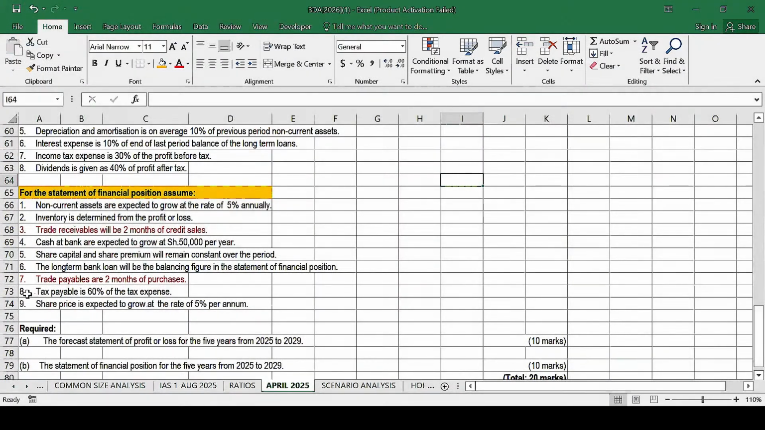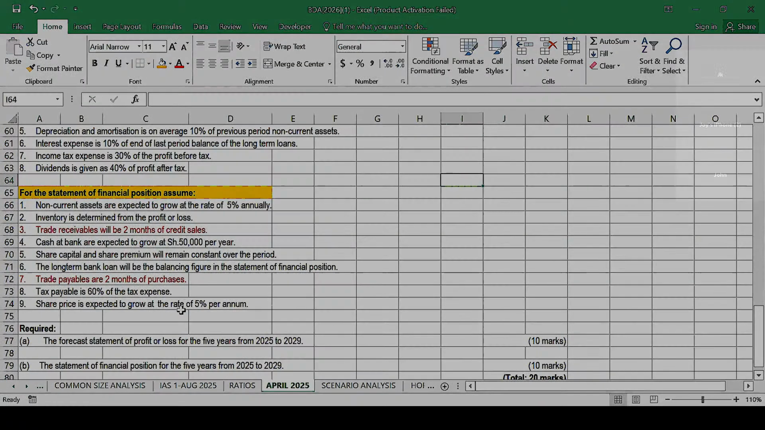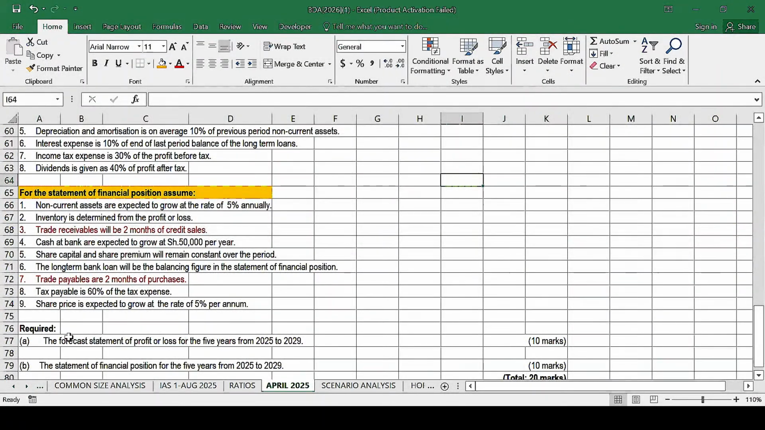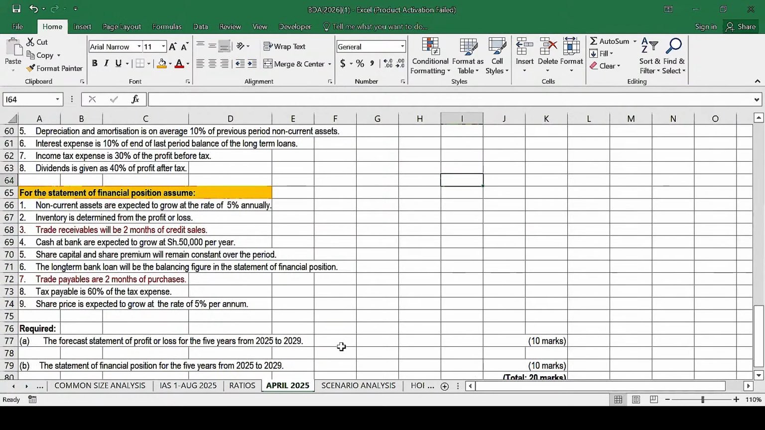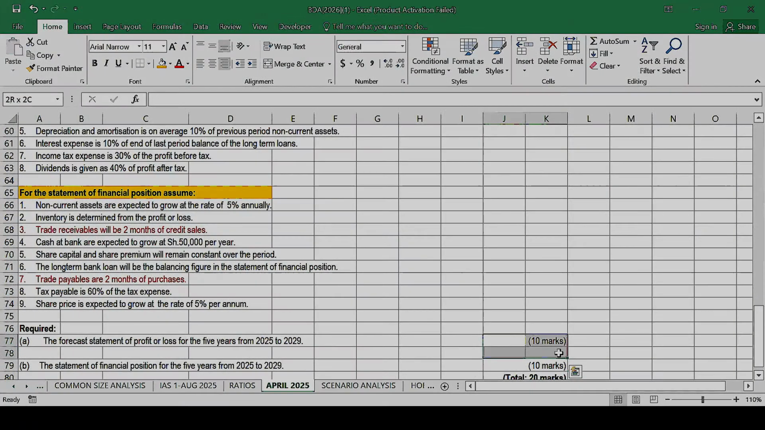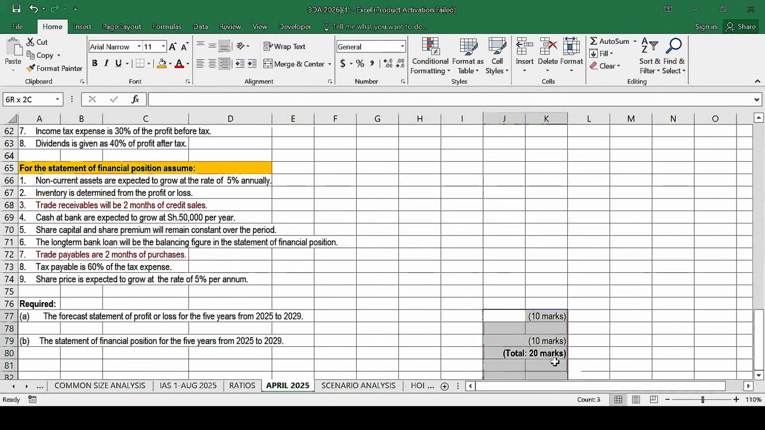And then your total tax payable is 60% of the tax expense. And then the share prices are expected to grow at the rate of 5% per annum. So what are we required to do here? We're required to prepare the forecasted statement of profit or loss from 2025 to 2029, and also the forecasted statement of financial position equally from 2025 to 2029.